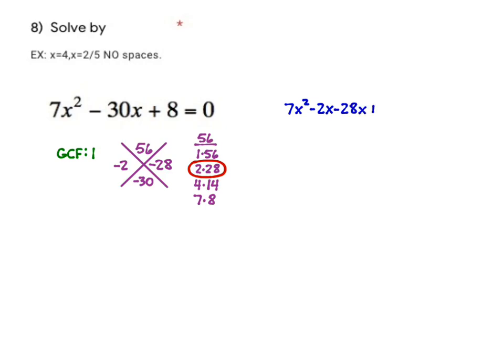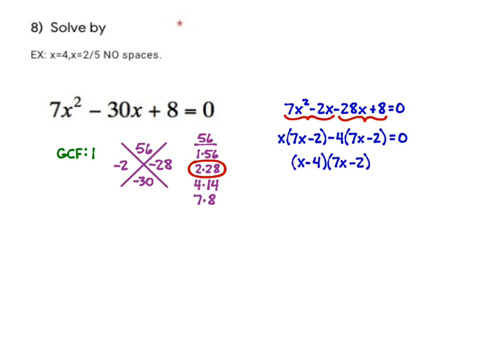Then I'm going to expand my quadratic, so I got 7x squared minus 2x minus 28x plus 8. I'm going to group the first two terms and look for the GCF. The GCF there is x, and the leftover is 7x minus 2. The GCF on the second set is 4, and because I want 7x to be the first term of that binomial, that tells me that the 4 must be negative. And because I want a positive 8 when I multiply this out, that negative 4 times what gives me positive 8? Well, that would have to be a negative 2. Since the inside of those parentheses match, I did something right. My factors are then x minus 4 and 7x minus 2.